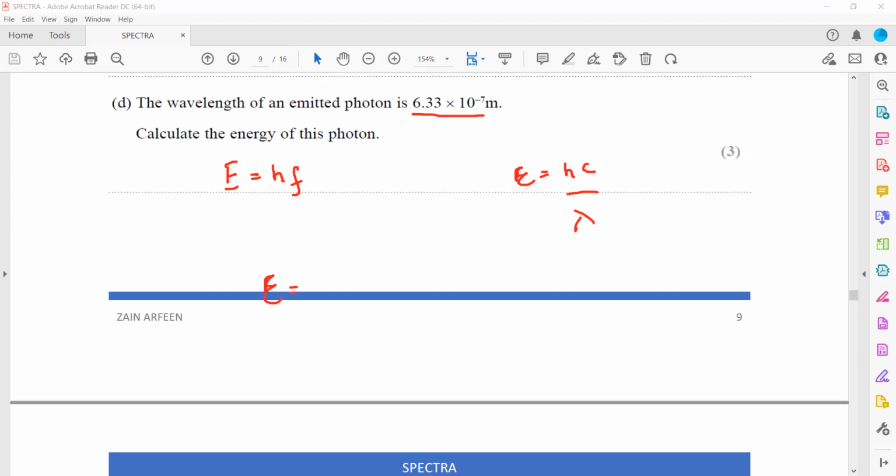E equals h, which is 6.63 times 10 to the power minus 34, c, which is 3 times 10 to the power 8, and lambda, which is given in the question as 6.33 times 10 to the power minus 7. When we substitute, this will give us the energy.